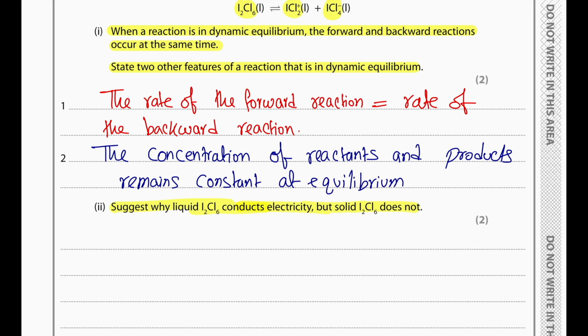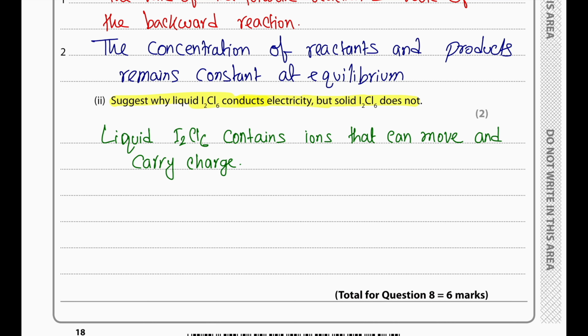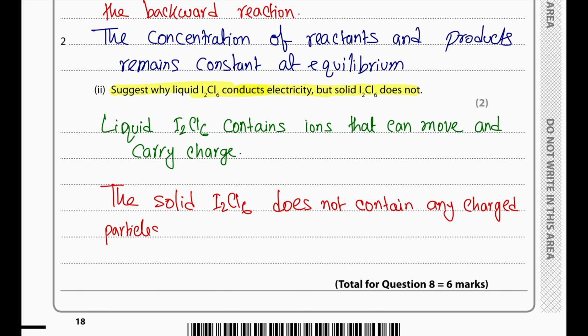Suggest why liquid I2Cl6 conducts electricity but solid I2Cl6 doesn't. The liquid I2Cl6 contains ions that can move and carry charge, whereas the solid I2Cl6 does not contain any charged particles, and neither are they mobile. They don't even have charged particles, so they can't carry the charge or electricity.